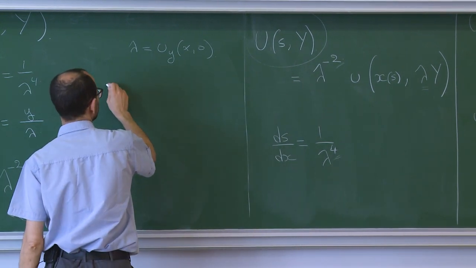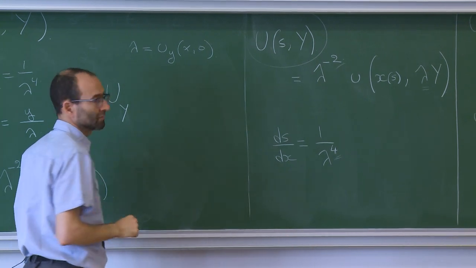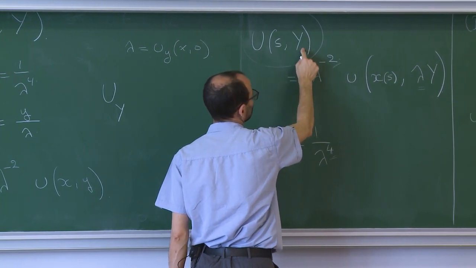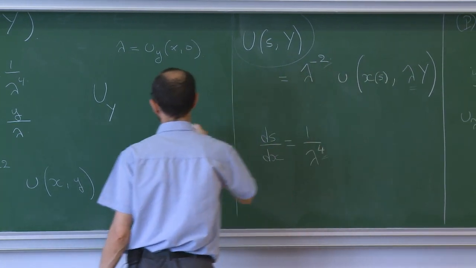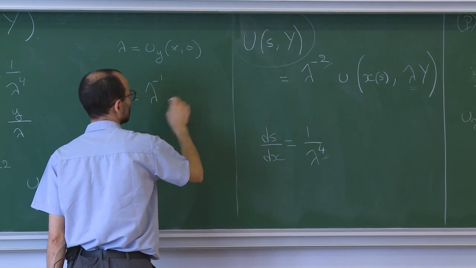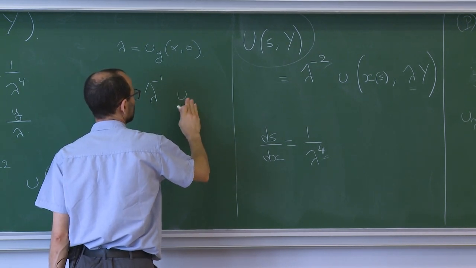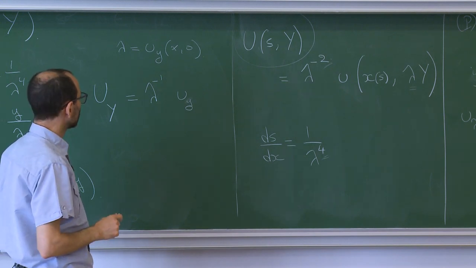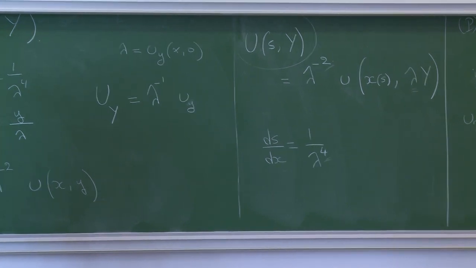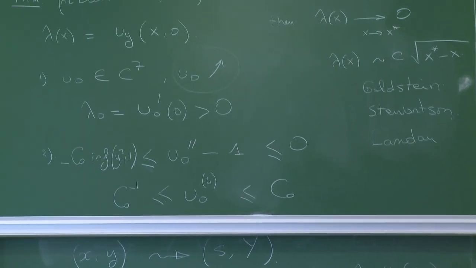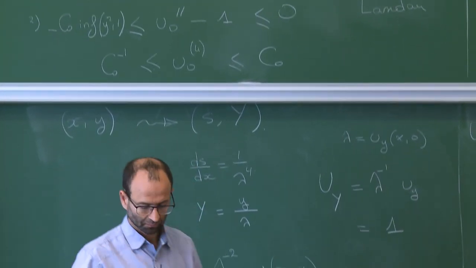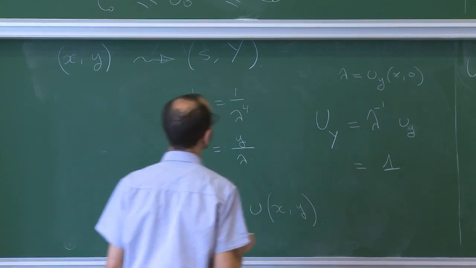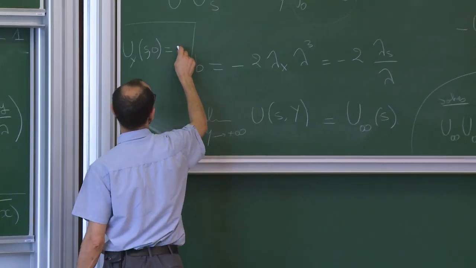Right? So now if I look at capital U lambda, capital U y, when I take the y derivative here, there is a lambda that comes out, right? So this will be what? Lambda minus 1 u y. But u y was lambda. This is lambda, so this is 1. Right, so the scaling was done so that capital U y at zero is identically 1.